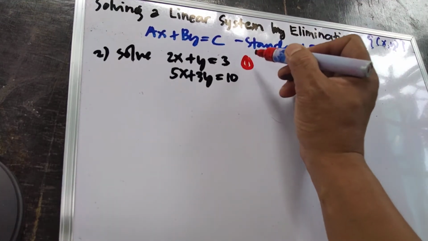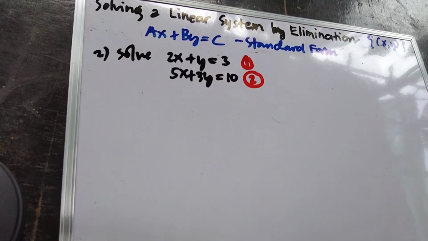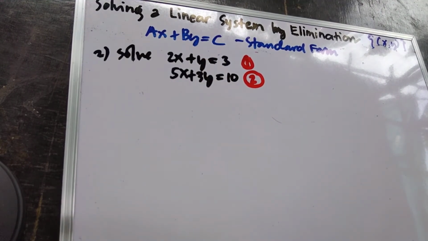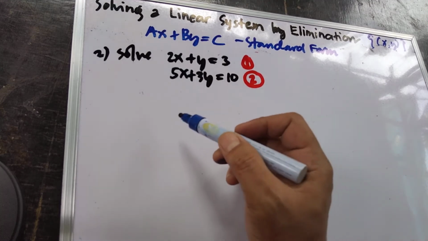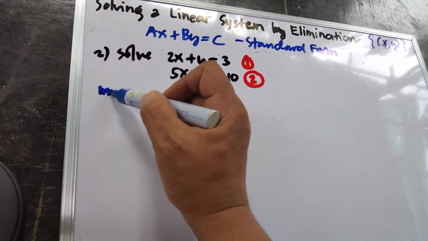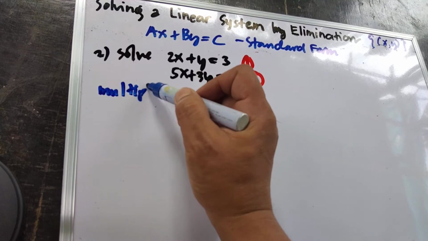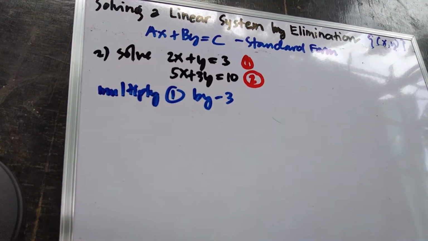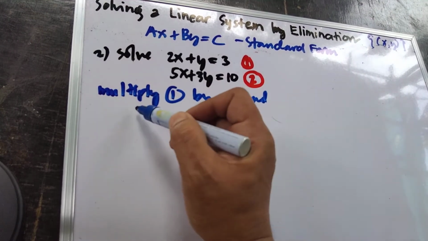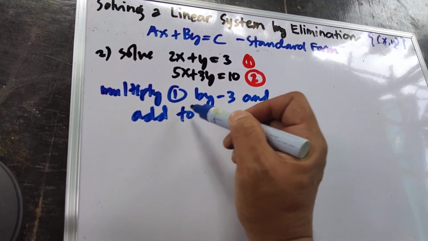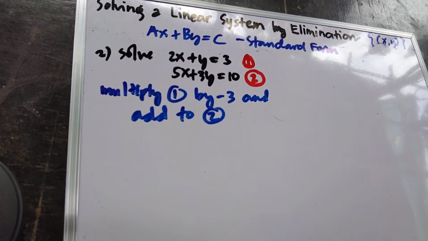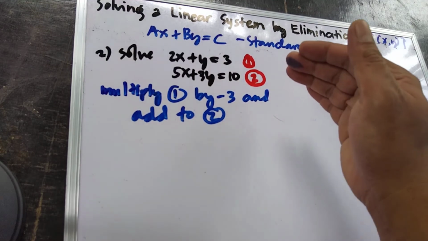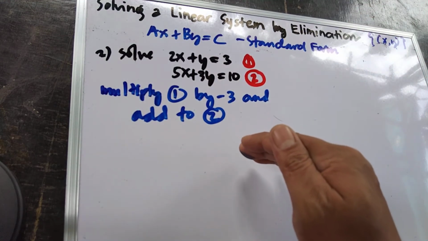This is equation 1, this is equation 2. Positive y. So I can look for any multiplier. What I'm going to do here is multiply equation 1 by negative 3 and add to equation 2. So it's easy. I multiply equation 1 by negative 3. Then after that, I will add that to equation number 2.